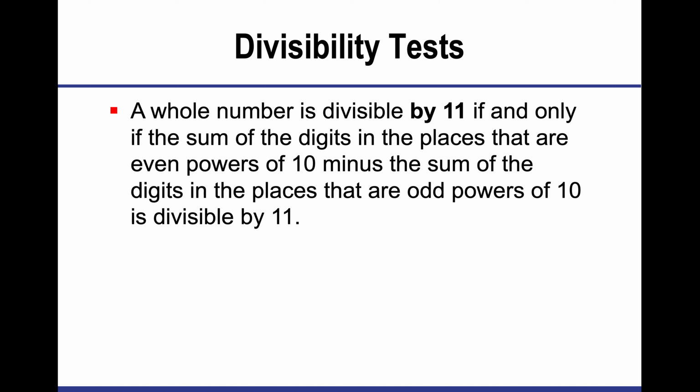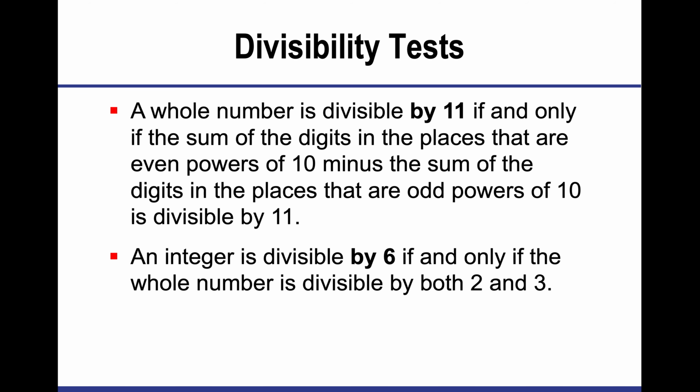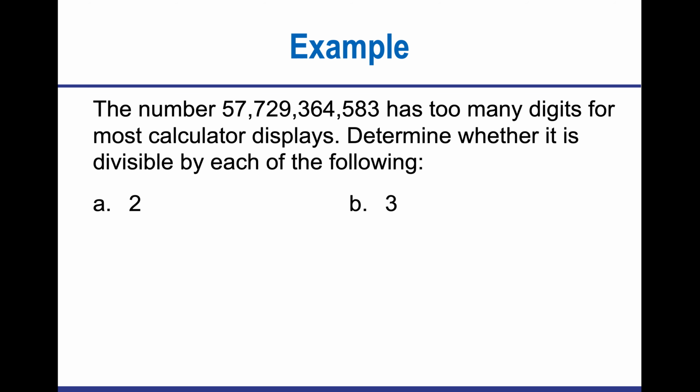A whole number is divisible by 11 if and only if the sum of the digits in the places of even powers of 10 minus the sum of digits in the places that are odd powers is divisible by 11. So that's tricky, right? An integer is divisible by 6 if and only if the number is divisible by 2 and 3. I like that rule. So how does this actually work?